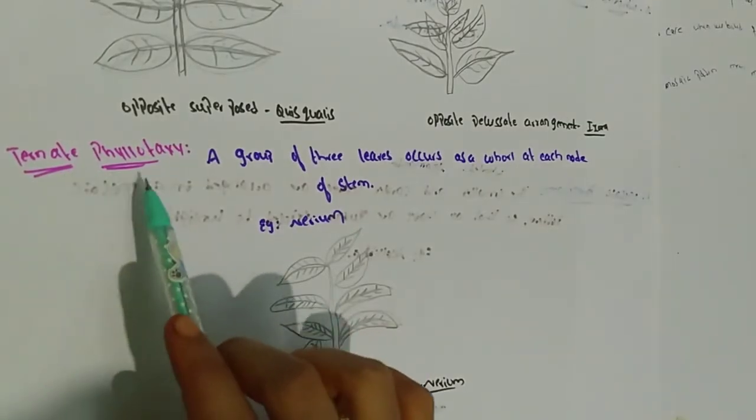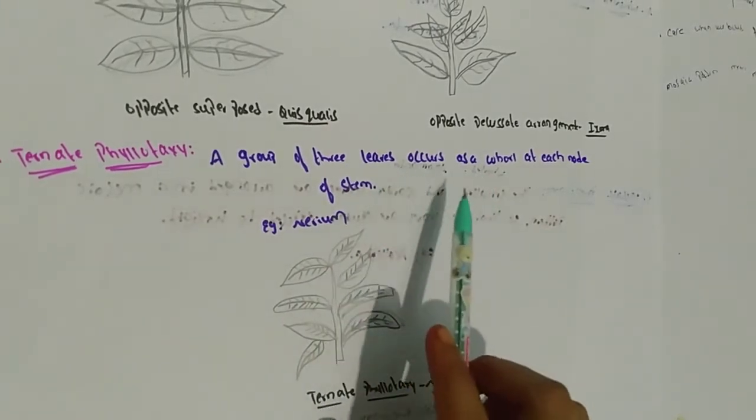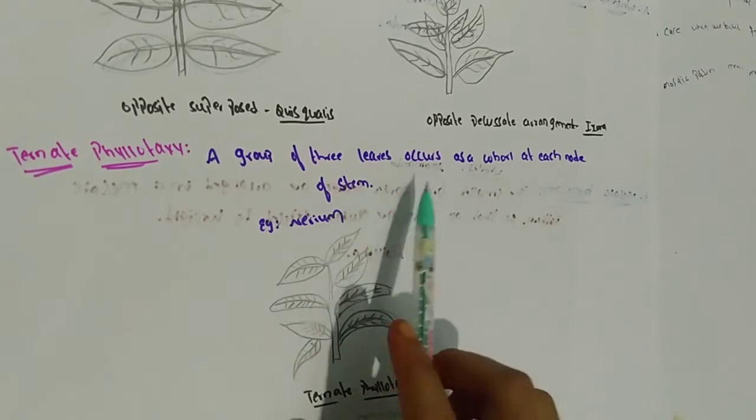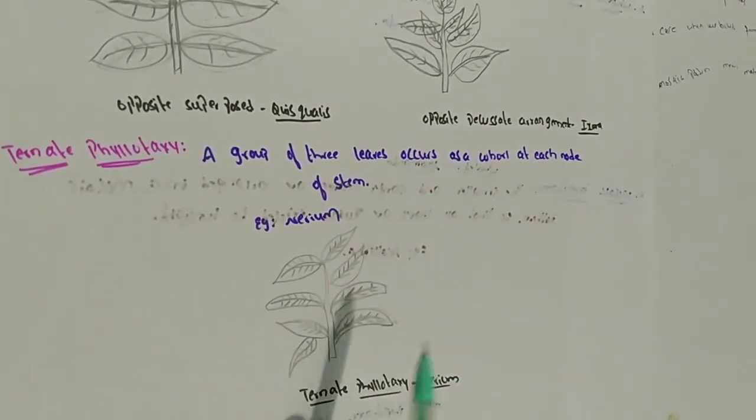Third type, ternate phyllotaxy. Here, a group of 3 leaves occurs at each node of a stem. Example, Neeram. It is a Neeram plant. It is a ternate phyllotaxy.